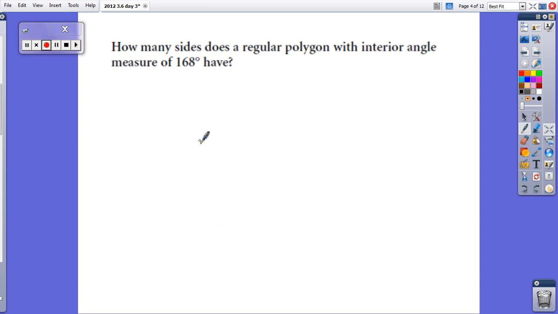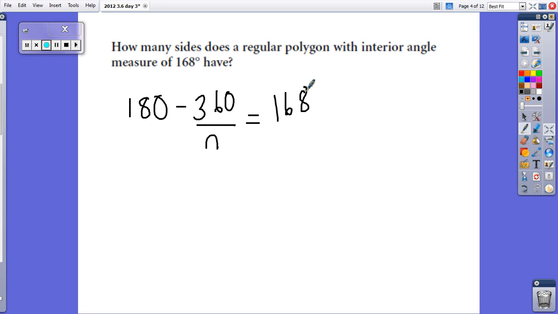How many sides does a regular polygon with an interior angle measure of 168 have? We're going to use our formula, the one that's already simplified, the formula for one interior angle, but I know it equals 168. So I'm going to subtract 180 on both sides. 168 minus 180 is going to be negative 12, because you have a negative 180 on both sides.